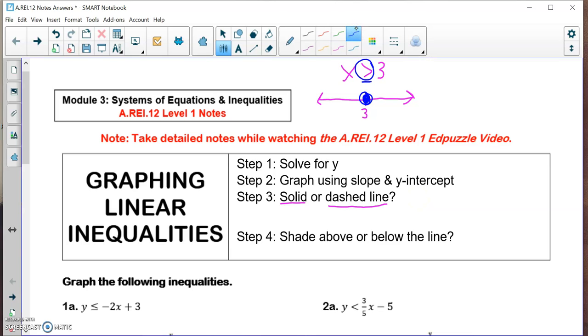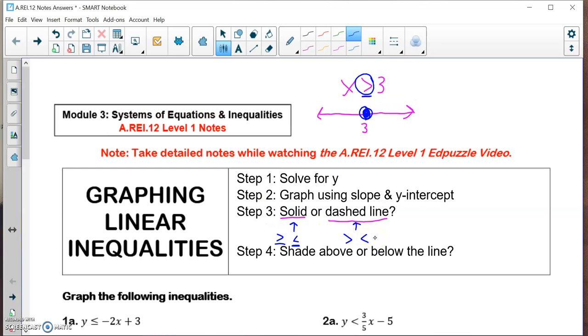Now we use a solid line for greater than or equal to or less than or equal to. So if your solution could be equal to the line, then you use a solid line. We use a dashed line for when we have the greater than symbol or the less than symbol, so you don't have an equal to sign.